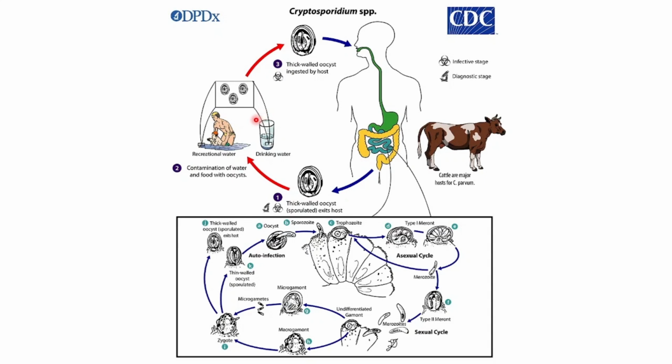In these cells, usually within the brush border, the parasites undergo asexual multiplication, which is called schizogony or merogony, and then sexual multiplication, which is called gametogony, producing microgametes, which are male, and macrogametes, which are female.